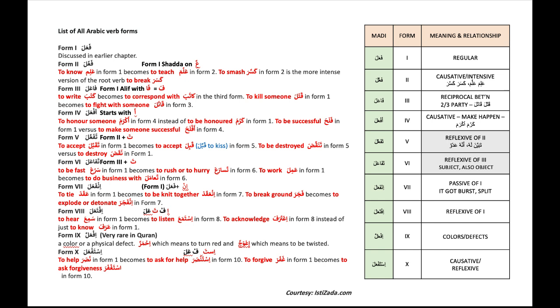Alhamdulillah. Form 6, tafa'ala. Sari'a means to be fast. Tasara'a means to rush or to hurry. Amila means to work. Ta'amala is to do business with. Again, in the same way, a form 6 verb gives reflexive meaning, having both subject and object playing a double role, as subject or object, inshallah.